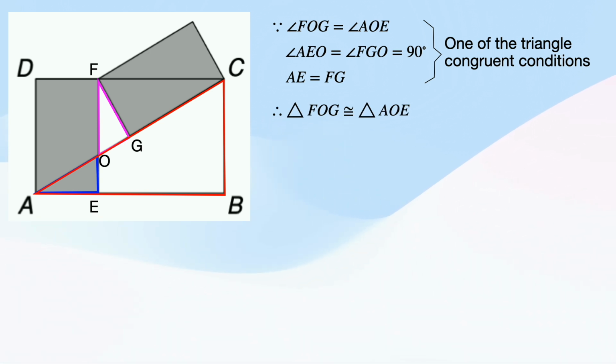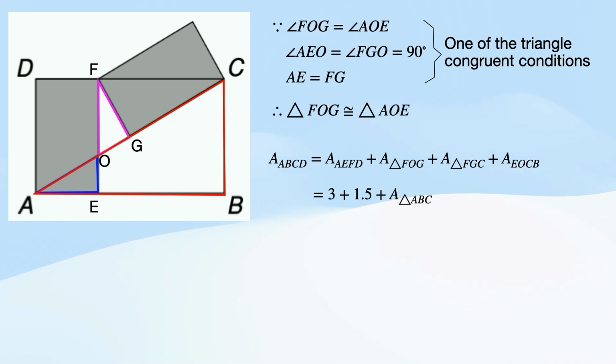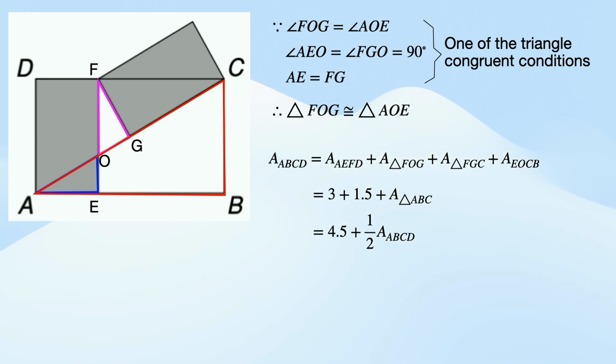Now, let's go back to the earlier formula. The area of ABCD is the sum of the subareas, and we already know the area of AEFD is 3 and the triangle FGC is 1.5. And since the small triangle FOG is congruent to the triangle AOE, we can write them together. It's the triangle ABC. And triangle ABC is actually half of the area of the rectangle ABCD.